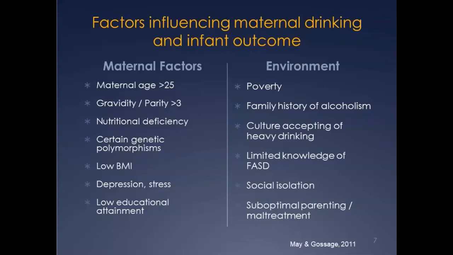As women get older in terms of their age when the baby is born, as well as in later pregnancies, they tend to have worse outcomes for the baby. Similarly, women who have nutritional deficiencies or low BMI are likely to have poorer outcomes for the baby, and also depression or stress during the pregnancy, or low educational attainment. There are also environmental things that can further compound alcohol exposure, including poverty, social isolation, and maltreatment or neglect of the child. These are all important factors that contribute to the outcome of the child.